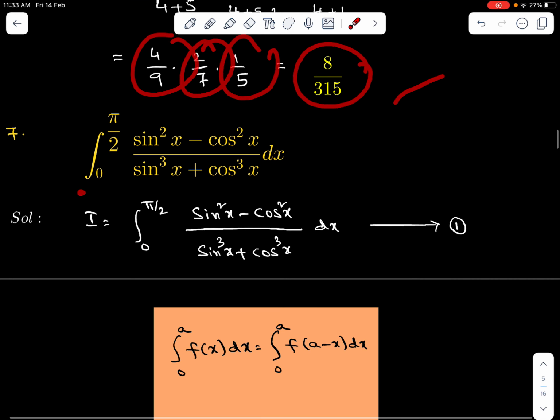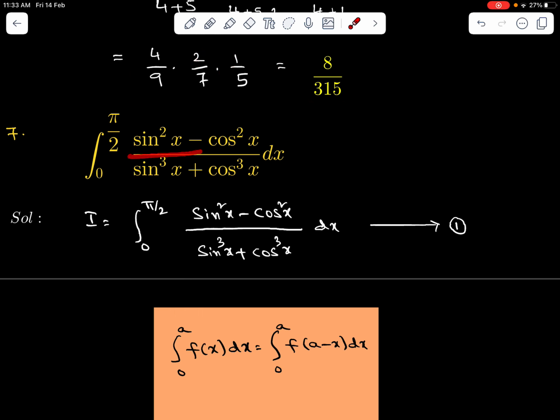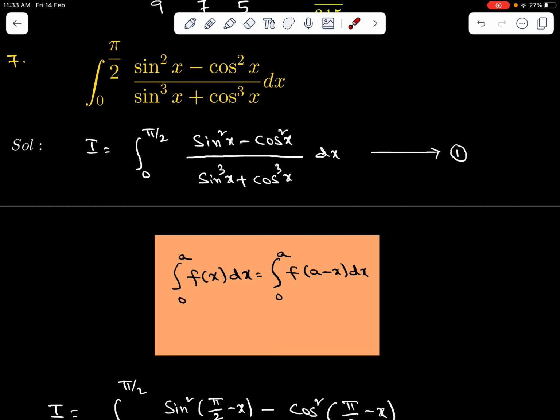Next, integral 0 to pi by 2 of (sin square x minus cos square x) by (sin cube x plus cos cube x). This is equation 1. You can use King's rule here. The formula is integral 0 to a f of x dx is equal to integral 0 to a f of a minus x dx.